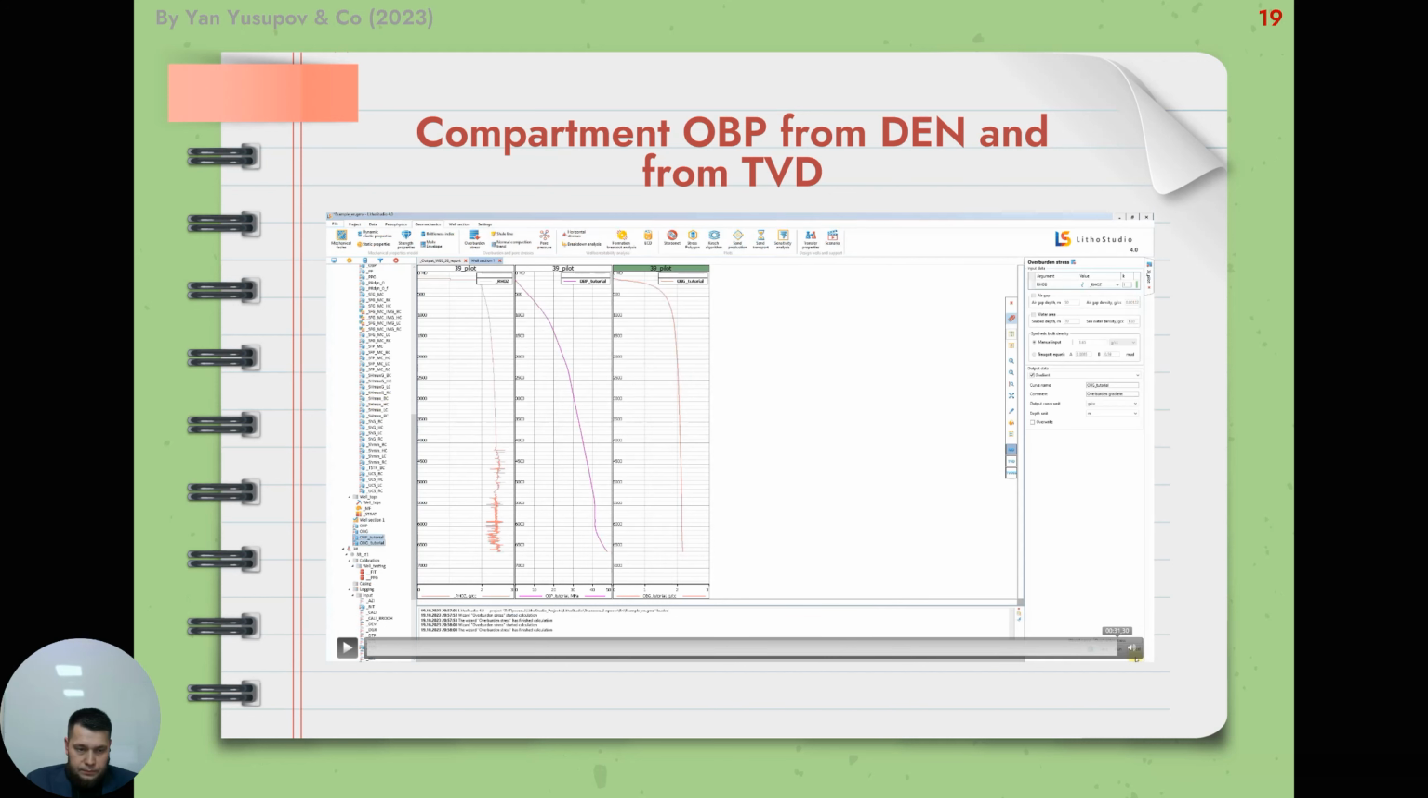Please note the tracks: the first track is density, the second track is overburden pressure, and the last track is overburden stress gradient.